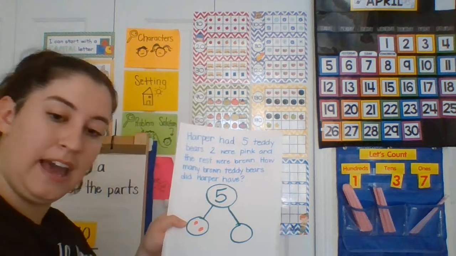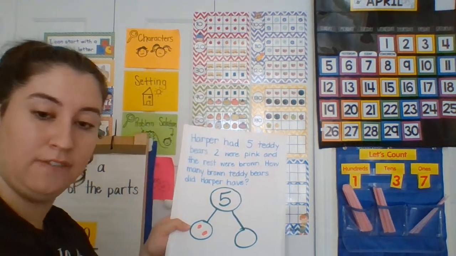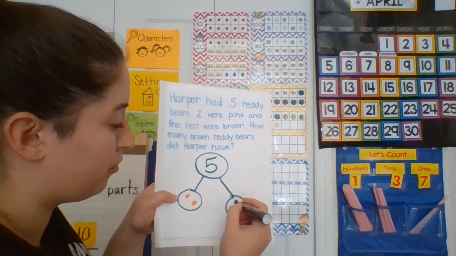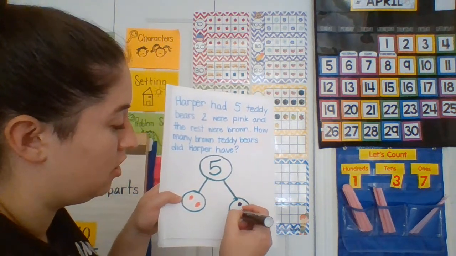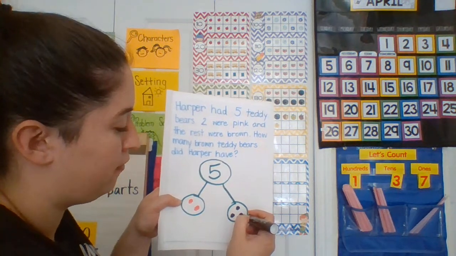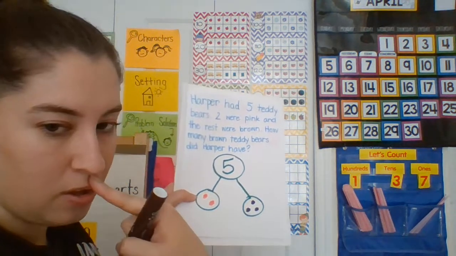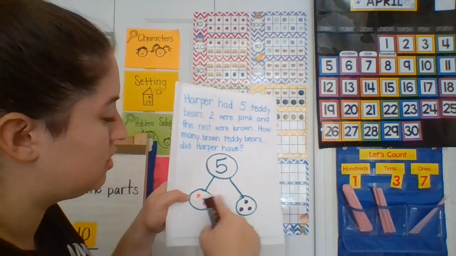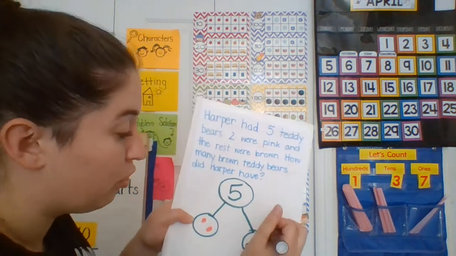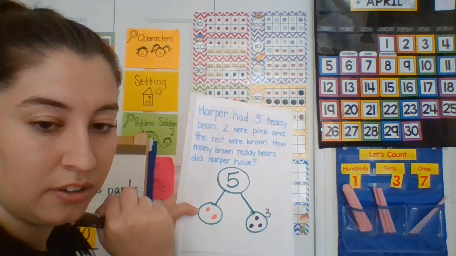How many were brown? How many do I need over here to make 5? Well, I'm going to add some dots until I get to 5. So I already have 2. This guy would be number 3, number 4, number 5. Now I have 5, don't I? 1, 2, 3, 4, 5. How many are actually brown? 3 of them are brown.